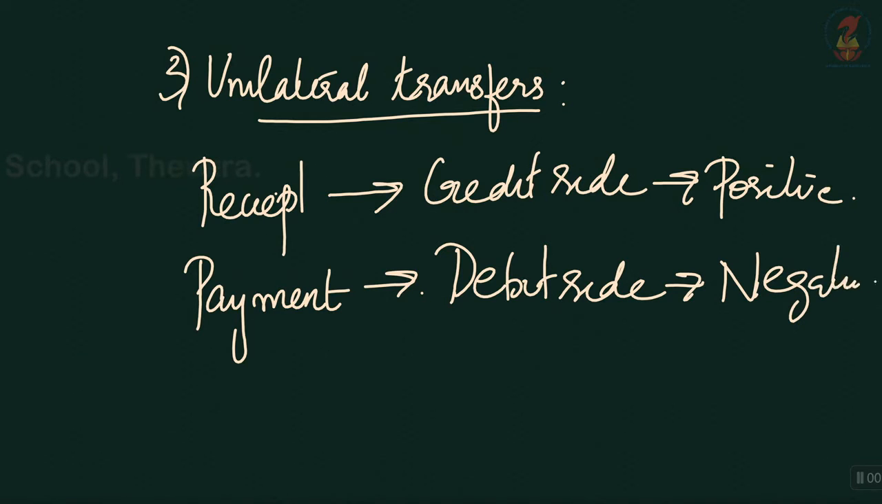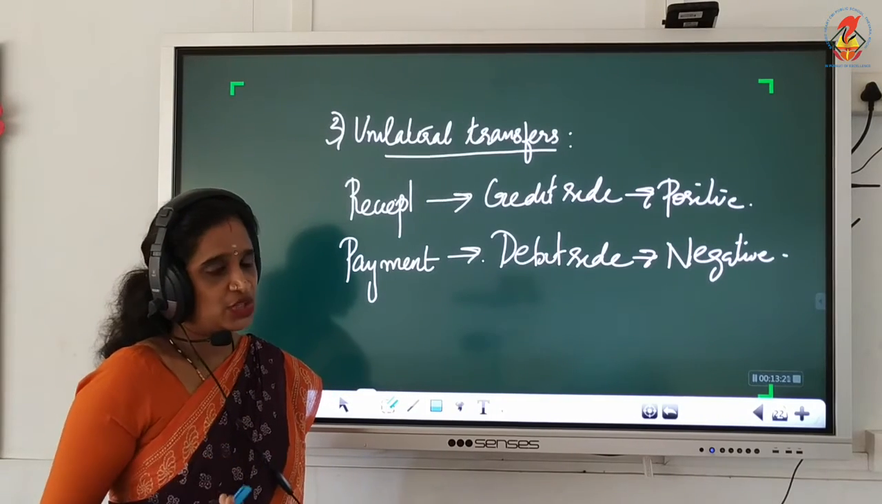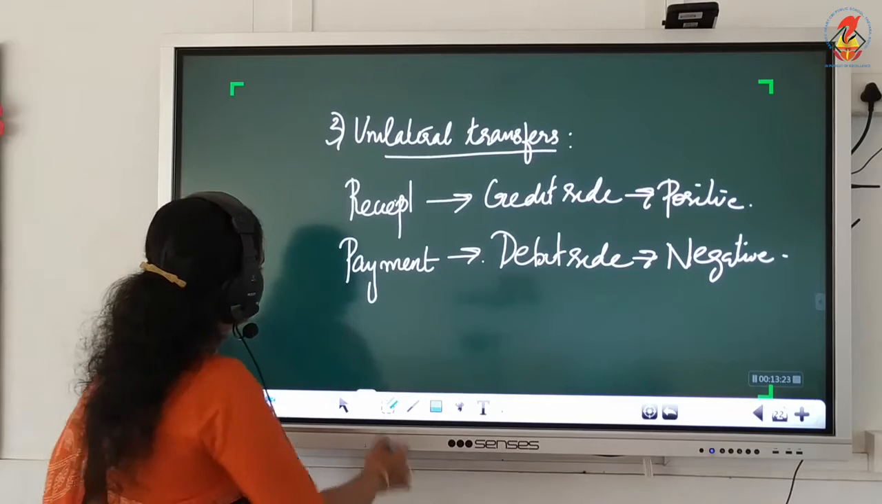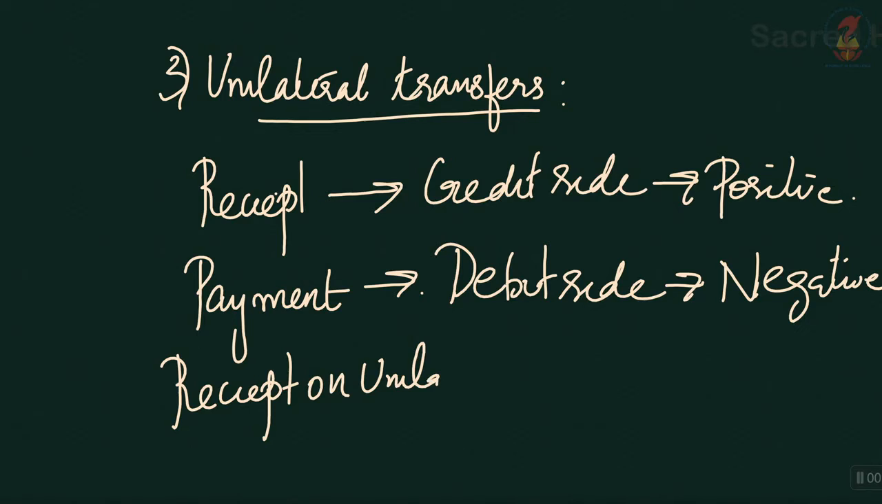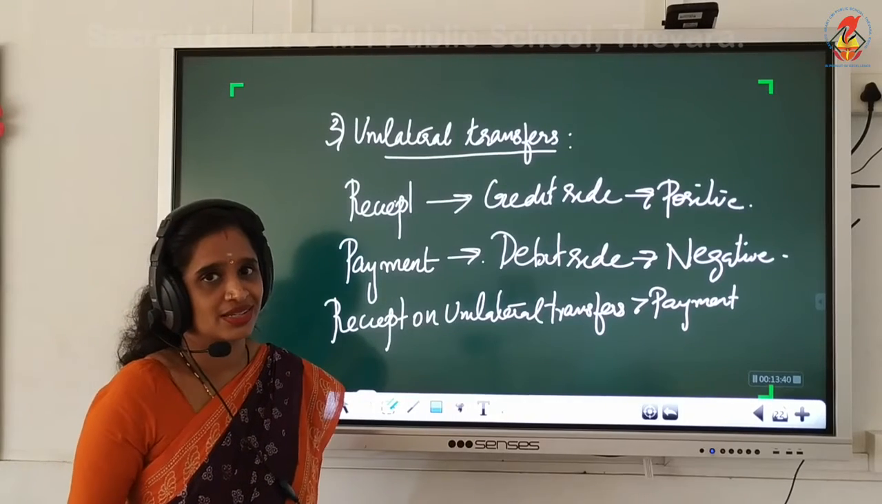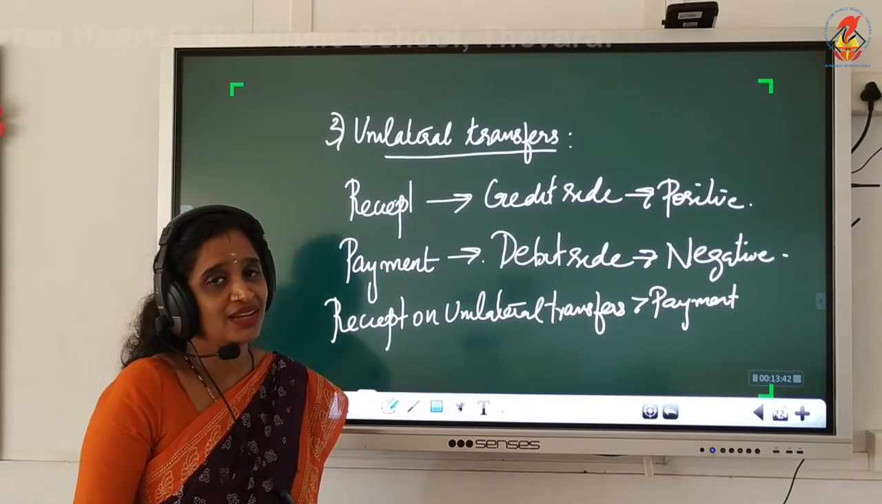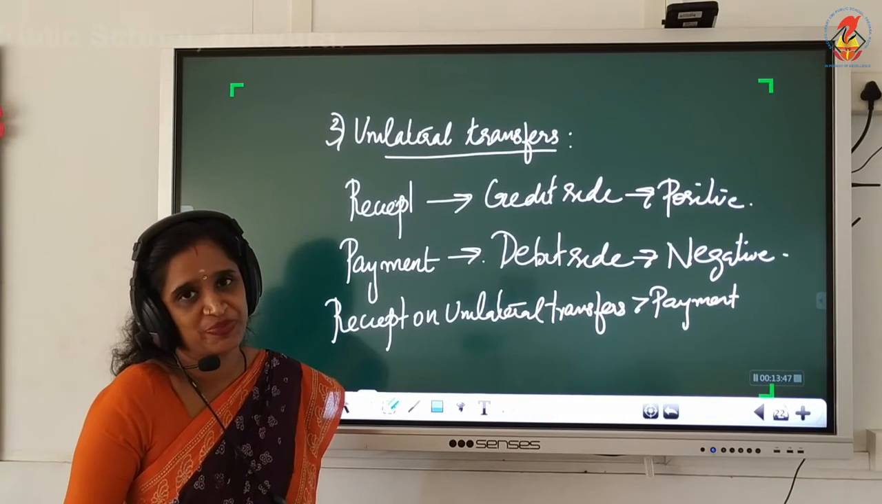That means negative side. Money is flowing outside. Now, we will come back to the situation where there is surplus and deficit. Sometimes receipt on unilateral transfers will be greater than payment. Sometimes if we are getting more financial assistance, we will be happy. Receipt will be more than payment. That means there is surplus in the unilateral transfer.